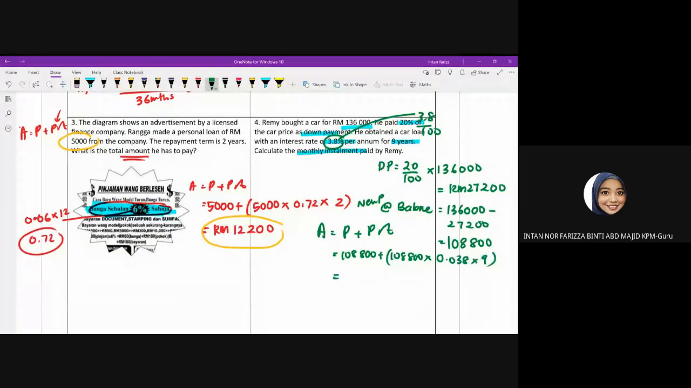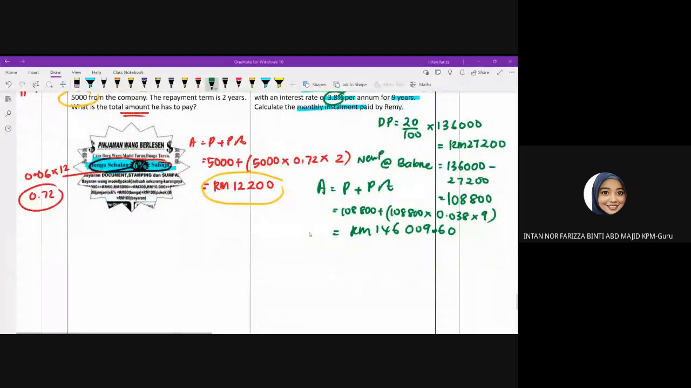Okay, press the calculator. It's 9. Okay. So I got RM146,009.60 cent. Don't write 0.6 because this is money. Okay, so maksudnya apa? He borrowed 108,000 something. So at the end of 9 years, he has to pay up to 146,009 ringgit 60 cent. Okay, that's a lot of money because why? Because of the high interest there. 3.8 I think is quite high lah.